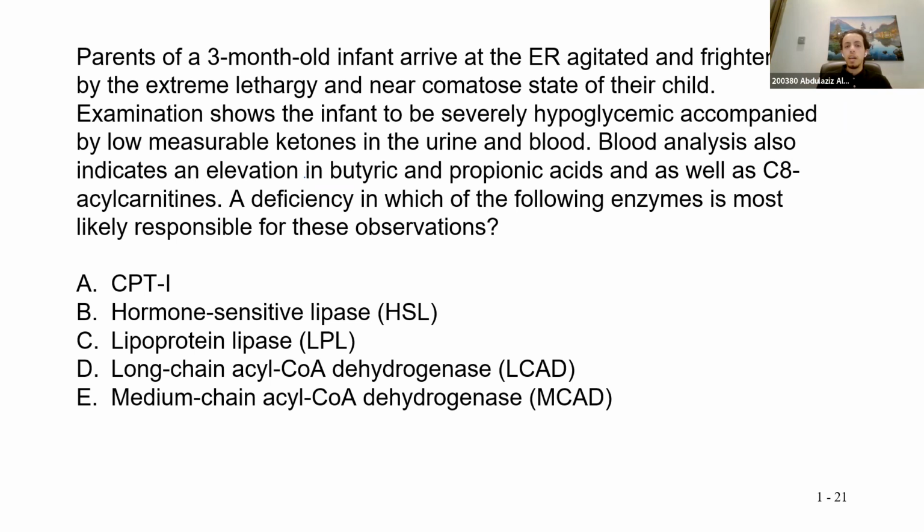And then it says an elevation in butyric and propionic acids, as well as C8 acyl carnitines. C8 acyl carnitines are a medium chain fatty acid. So it's saying that they are elevated. It means that they're not being degraded. C8 acyl carnitines are medium chain. Therefore, because they are not being degraded, we can say that there's a deficiency in the medium chain acyl-CoA dehydrogenase.